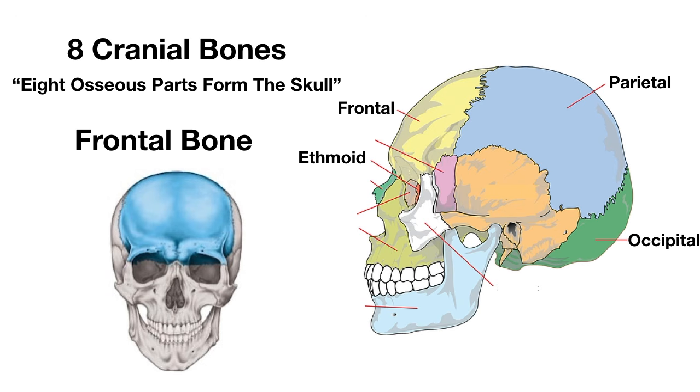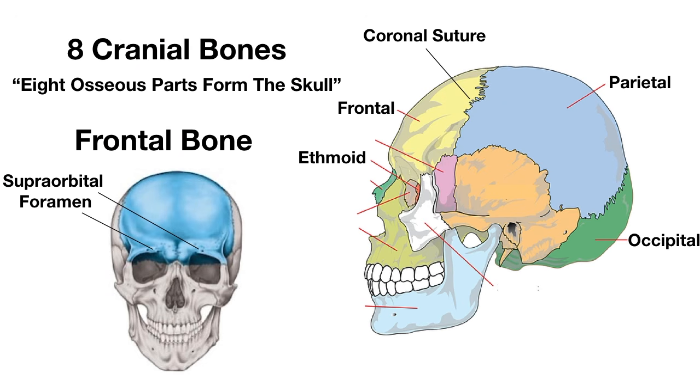There's also a foramen, which is a hole in the skull located in the frontal bone. This is known as the supraorbital foramen because it's above the orbits, and this is where the supraorbital nerve travels through. Lastly, we talked about that coronal suture involving the frontal bone, which connects it to the parietal bones.